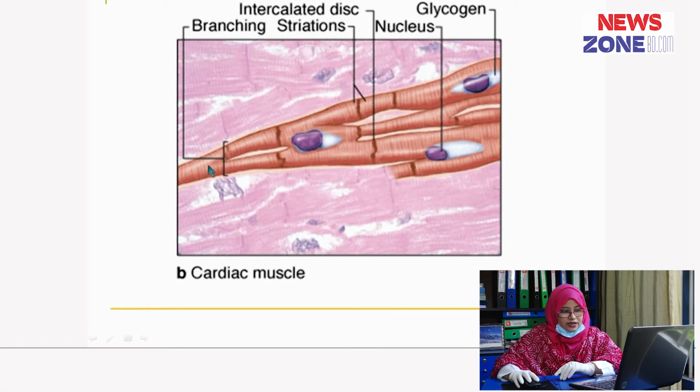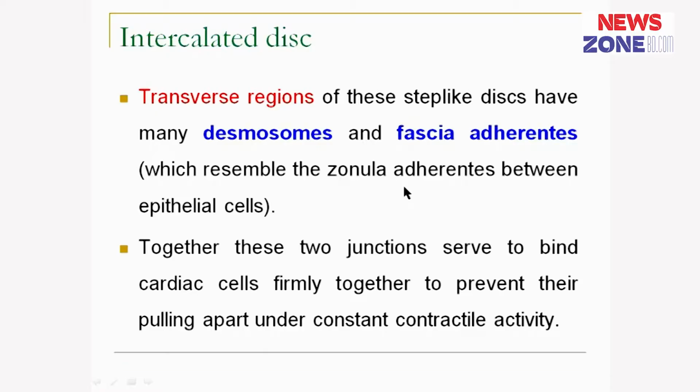In this figure we can see a cardiac muscle fiber which shows the branching, and these are the nuclei which are centrally placed, and this is the intercalated disc. Now, the intercalated disc has a transverse region and a longitudinal region. The transverse region of these step-like discs has many desmosomes and fascia adherens.